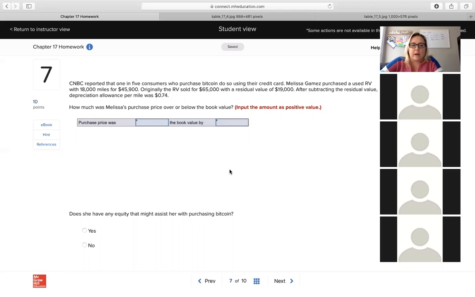So this one is going to be a little bit complicated. You've got to figure out what the book value was for the previous owner and compare it to what she paid for it. So you've got the purchase price there. You've got to determine the book value. First ask yourself, for the original owner, how much was the original cost? You've got the residual value. How many miles were driven? The depreciation allowance, to figure out how much depreciation was already taken by the previous owner. Subtract that from the cost to get your book value, and then compare your book value to the purchase price.